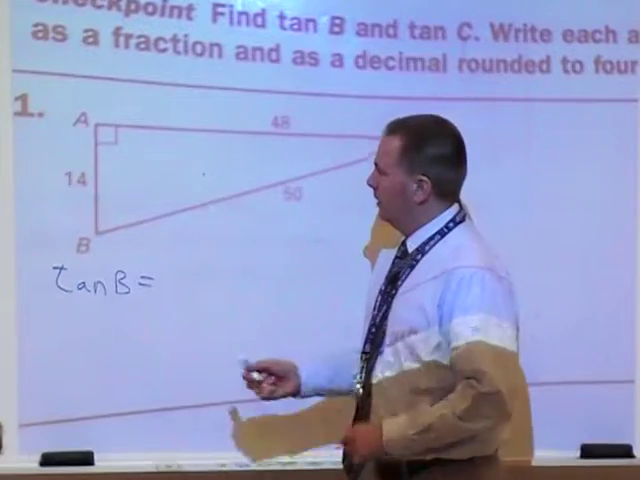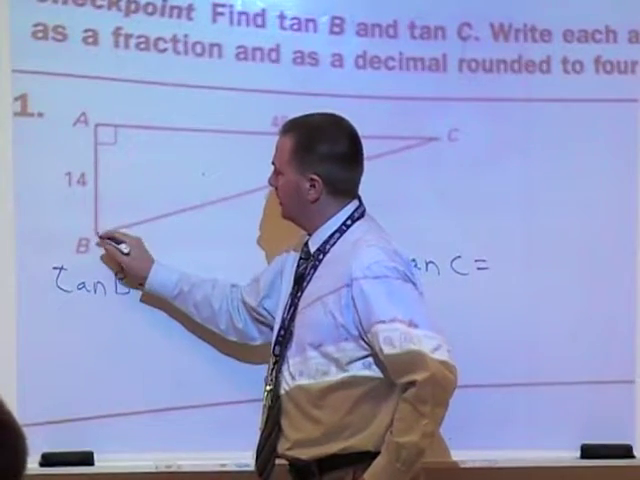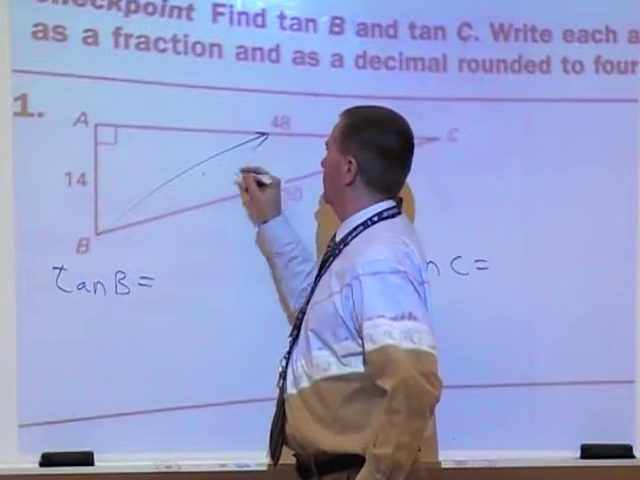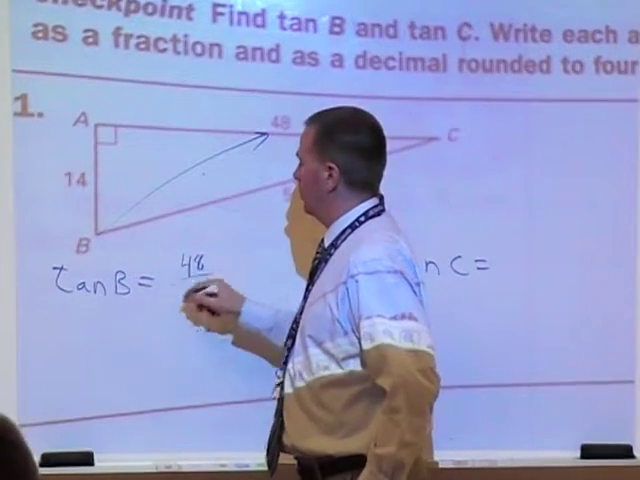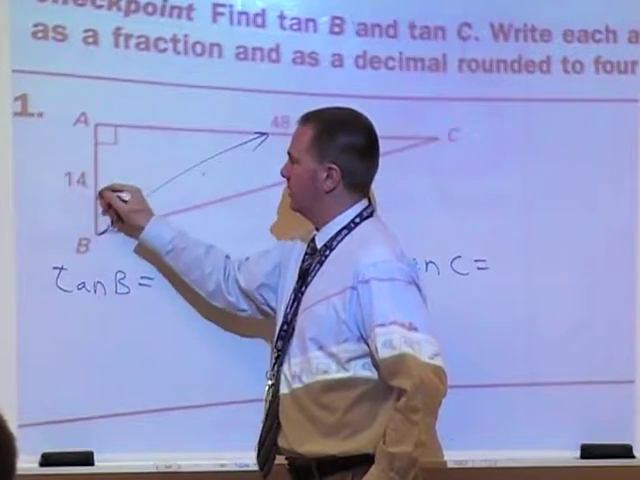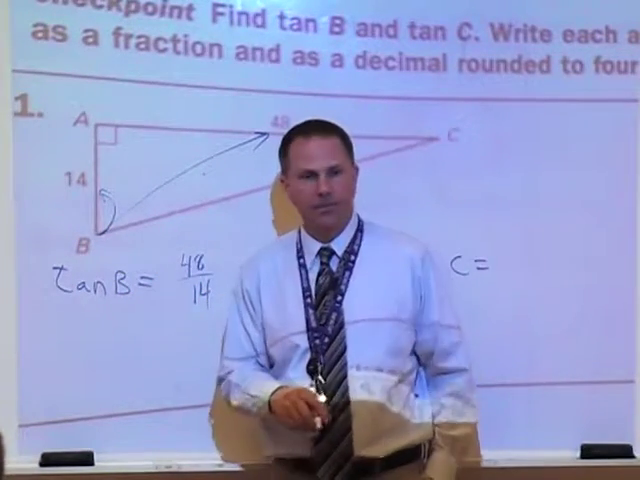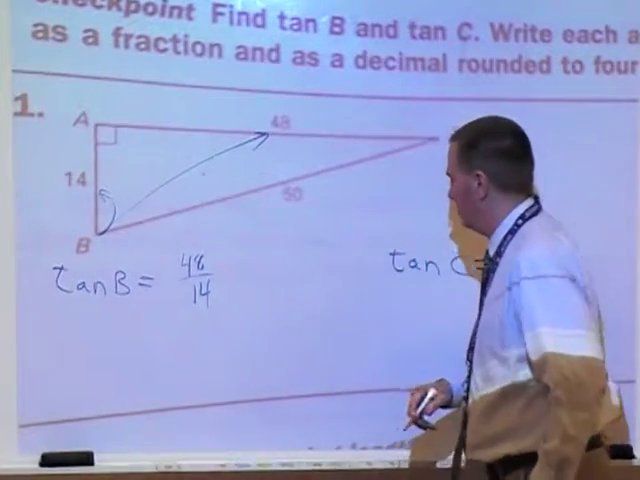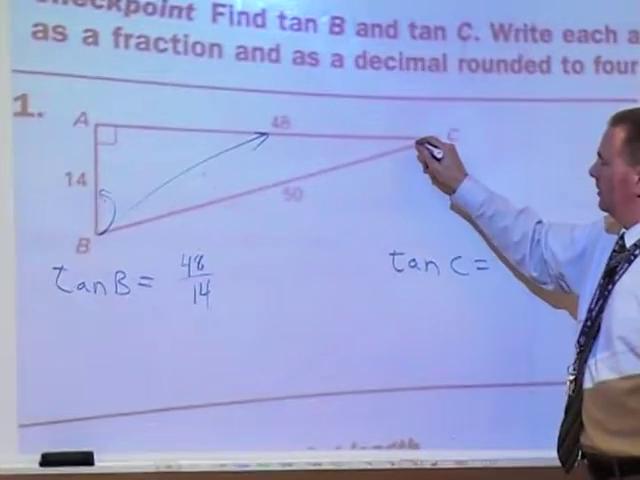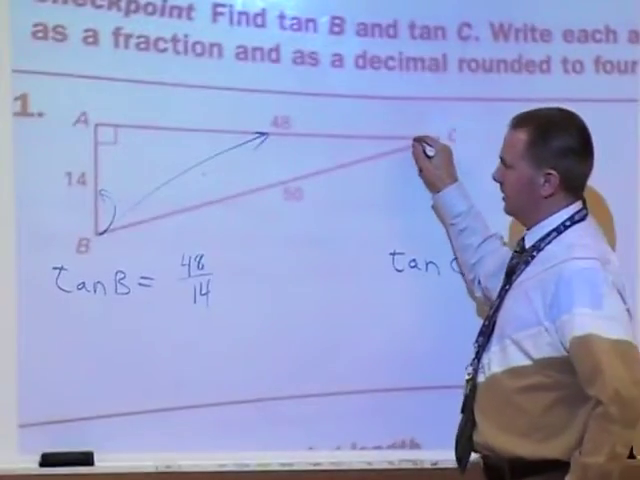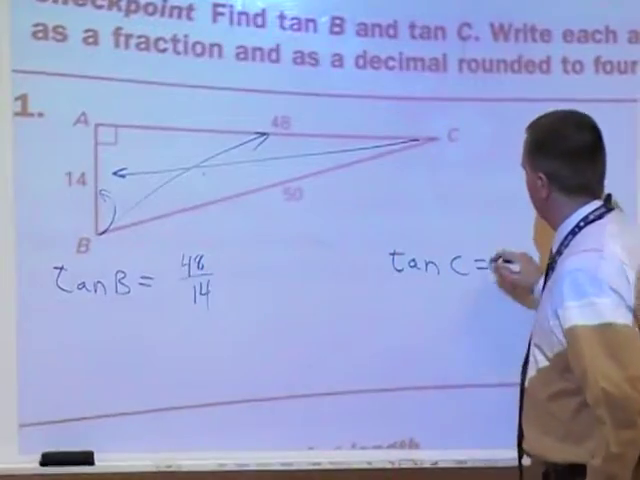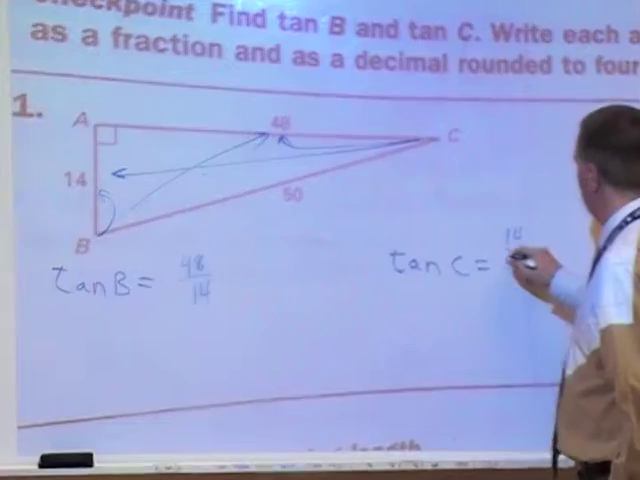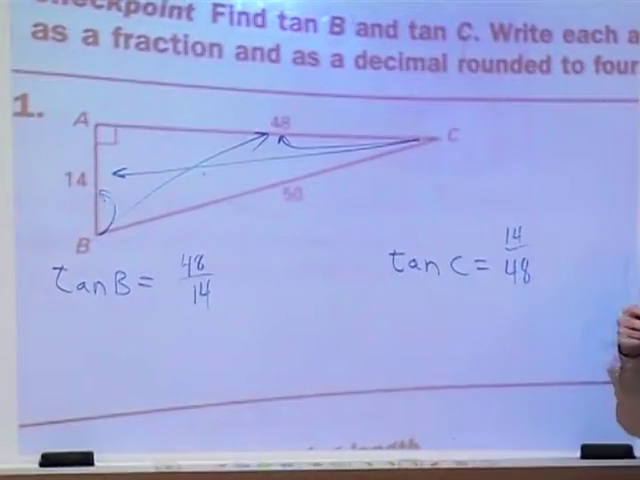Okay. At B, our opposite leg is the leg that is not touching this vertex, 48, over the adjacent leg, the leg that is attached to it. Who got that right? Okay, most of you. Tangent of C, the opposite leg is the leg that doesn't touch. That would be 14, over the adjacent leg, the leg that is attached. Notice it's just the reciprocal.